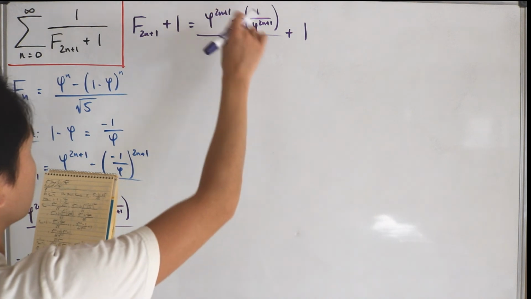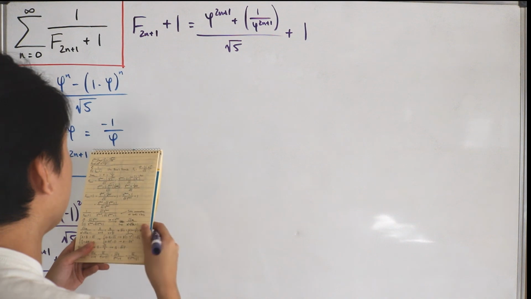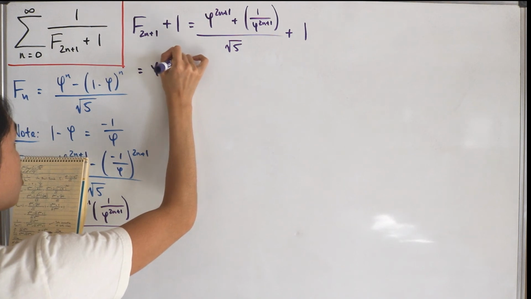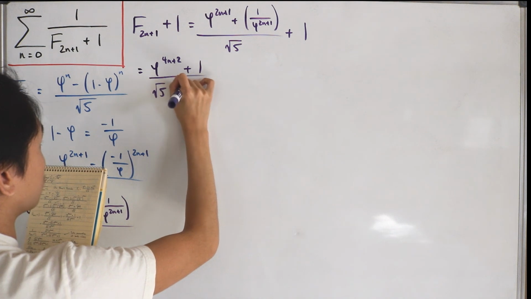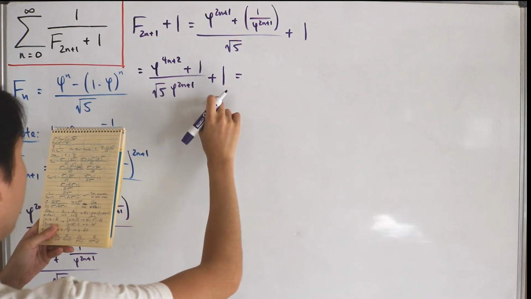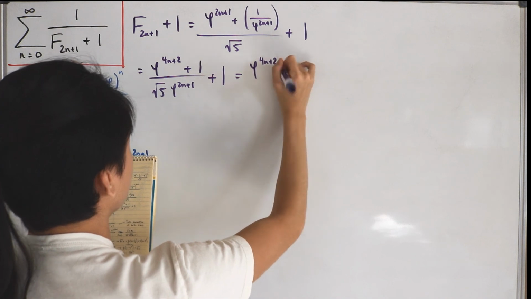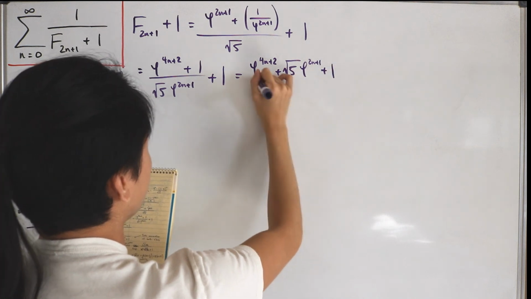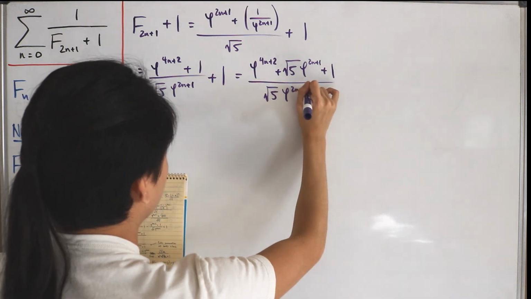Now we can multiply to get rid of the denominator from here. Just multiply phi to the 2n plus 1 to both the numerator and denominator, yielding phi to the 4n plus 2 plus 1, divided by the square root of 5 multiplied by phi to the 2n plus 1, added with 1. Then we can simplify that further to get a common denominator. It's easy to see that we'll have phi to the 4n plus 2 plus the square root of 5 multiplied by phi to the 2n plus 1 plus 1, all divided by the square root of 5 multiplied by phi to the 2n plus 1 term.